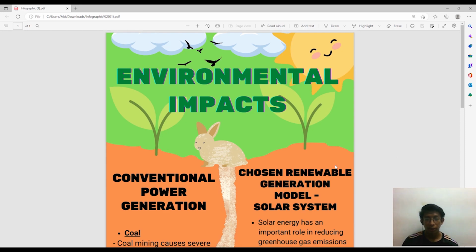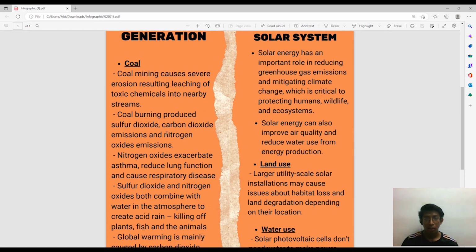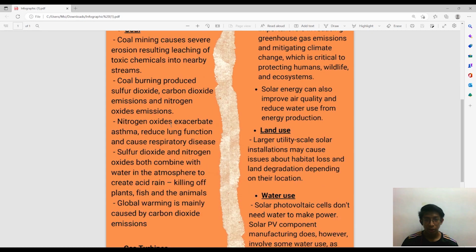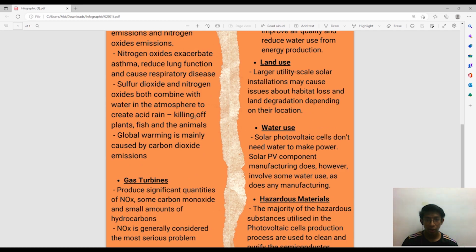The term conventional power generation refers to any facility that produces electrical energy using fossil fuels like coal, oil, natural gas, as well as nuclear power. For the first example, coal. Coal mining can cause severe erosion, resulting in leaching of toxic chemicals into nearby streams. Coal burning produces sulfur dioxide, carbon dioxide, and nitrogen oxide emissions. Nitrogen oxides exacerbate asthma, reduce lung function, and cause respiratory disease. Sulfur dioxide and nitrogen oxide both combine with water in the atmosphere to create acid rain, which will cause the killing of plants, fish, and animals. And lastly, for coal, global warming. Global warming is mainly caused by carbon dioxide emissions.